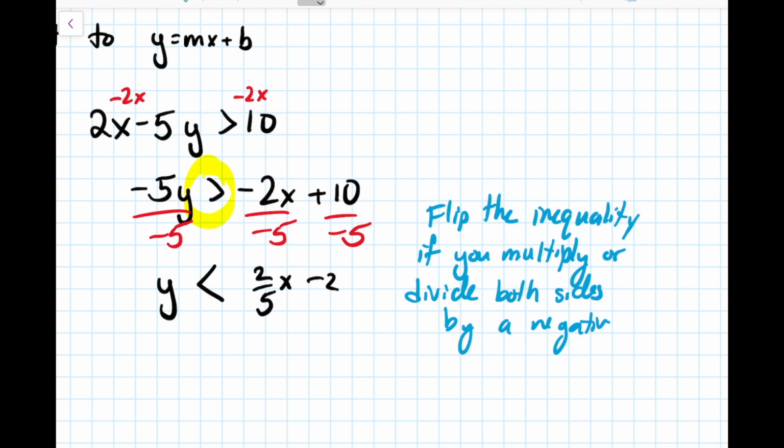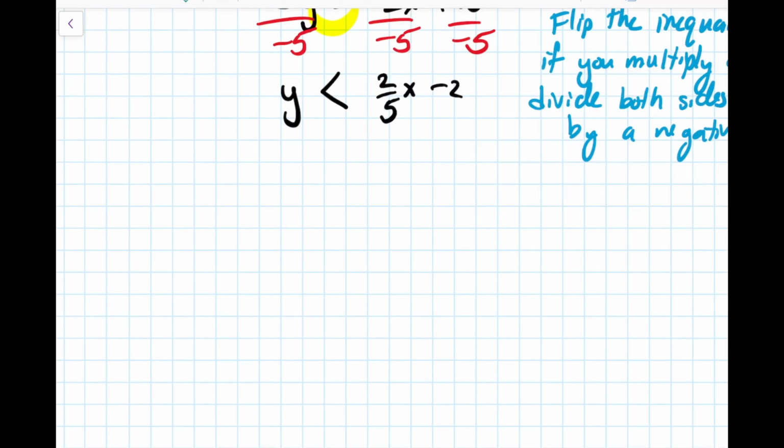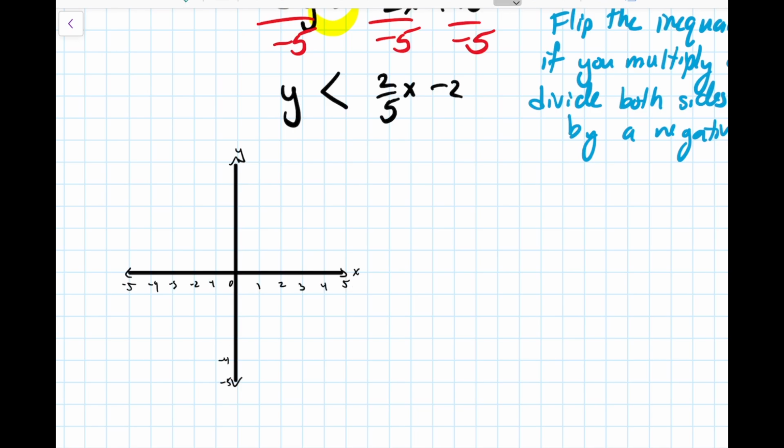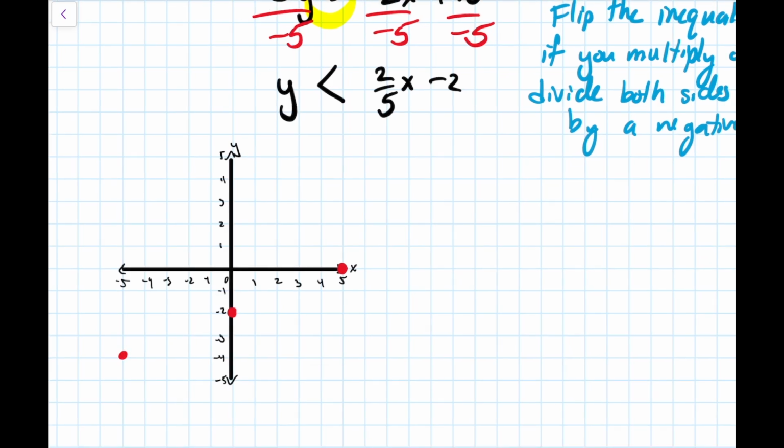So there we are. Flip the inequality if you multiply or divide both sides by a negative number. So we've got our slope-intercept form: y is less than 2/5 x minus 2. So we're ready to do some graphing. We're going to get ourselves a 5x5 grid. And on this 5x5 grid, we have a y-intercept at negative 2 and a slope of 2/5. So we're going to go up 2 and right 5, or down 2 and left 5. And so we get these 3 points.